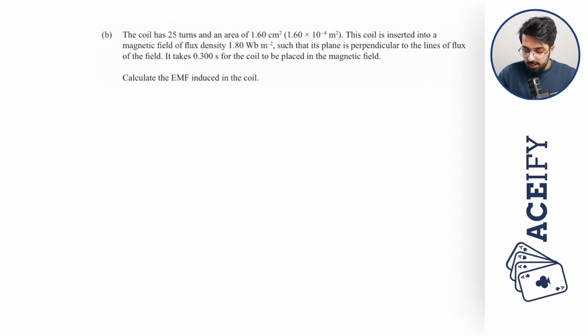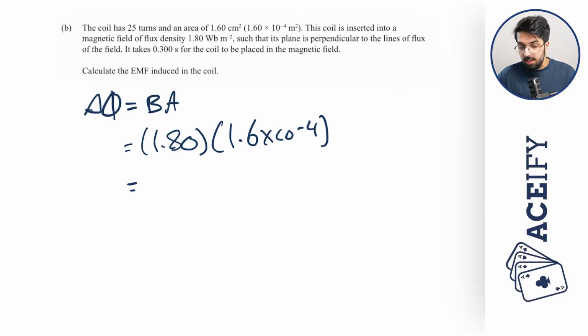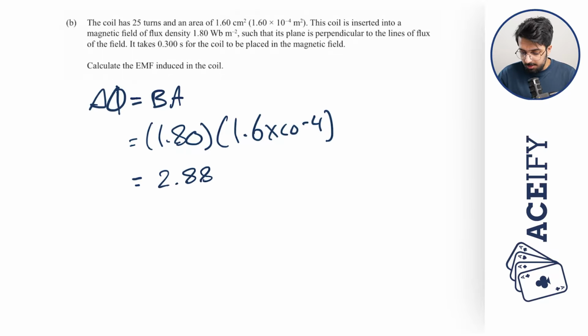Alright, so we know our change in flux is equal to our magnetic field strength times our area. We are given the magnetic field strength right here, so that's 1.8 times our area of 1.6 times 10 to the negative 4. It's given right over here. And this gives a change in flux of 2.88 times 10 to the negative 4 Webers.